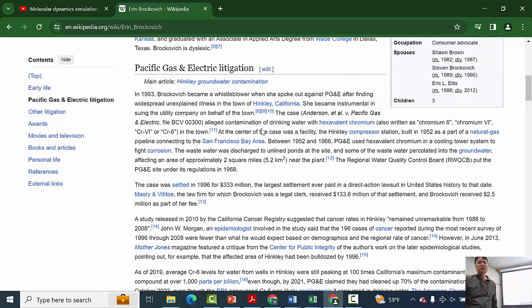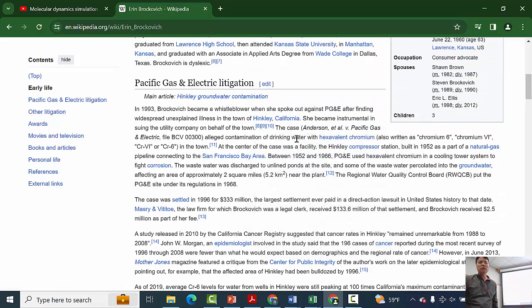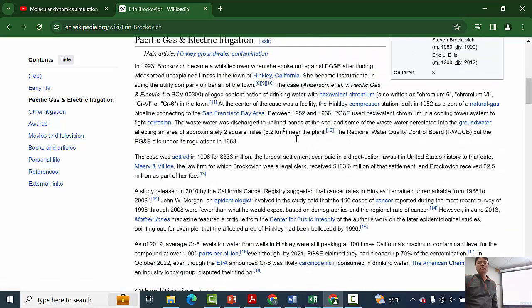case against PG&E, Pacific Gas and Electric. I guess they were dumping. The chromium-6 was used in, I think, the transformers or something, and they were dumping the liquid there, something like that, into the ground. It was getting in the groundwater.